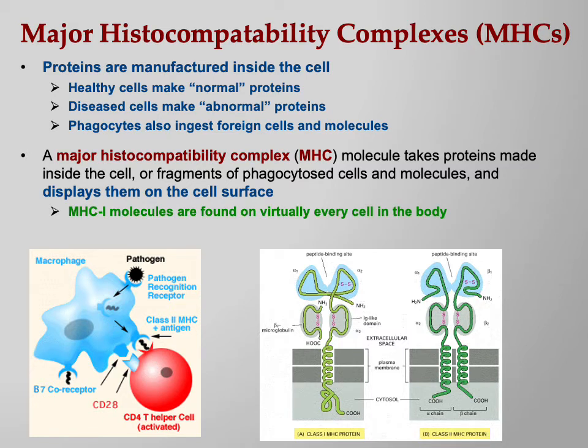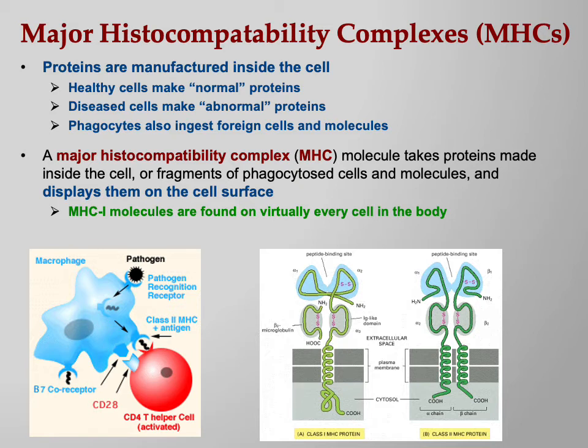So MHC1 molecules are found on virtually every cell in the body. We often say they're found in every nucleated cell. Why do we say that? Well, think about it. Red blood cells, remember, don't have nuclei anymore. So every nucleated cell has an MHC1 complex. And what that's going to do is, every cell in your body is going to take proteins that it's making inside of itself, and it's going to put those on the MHC1 molecules.